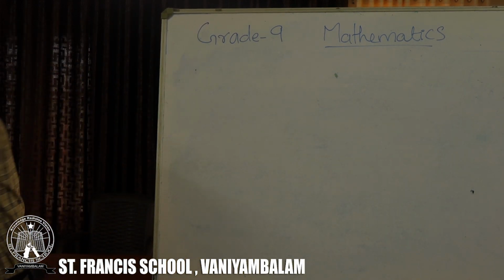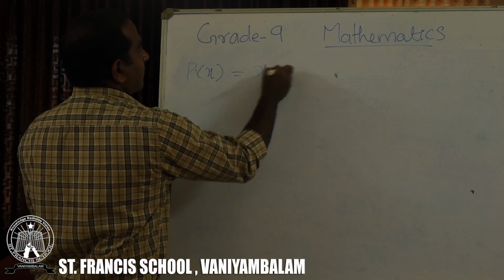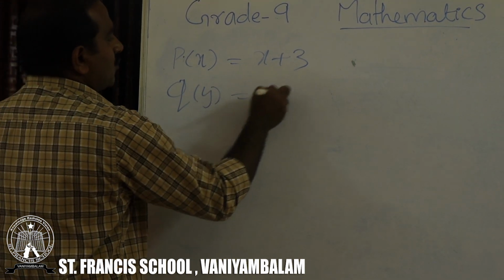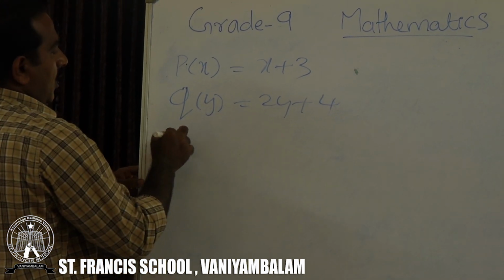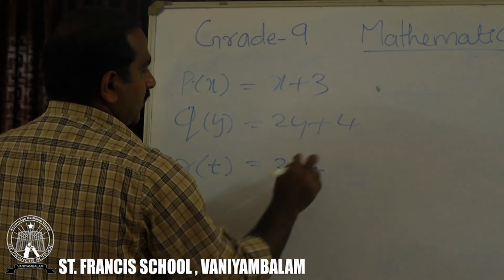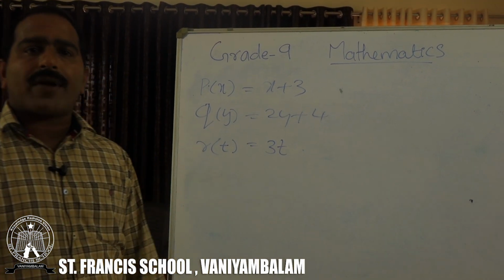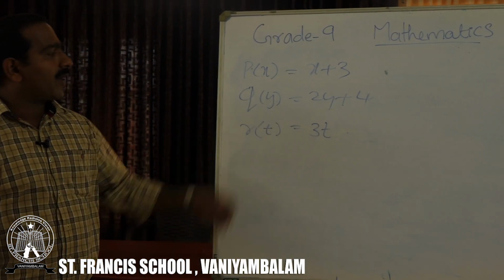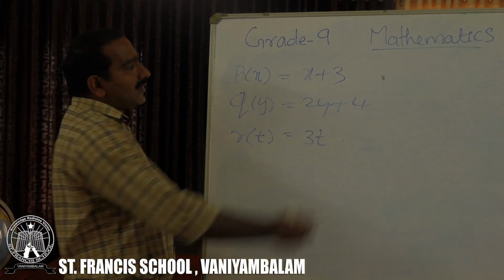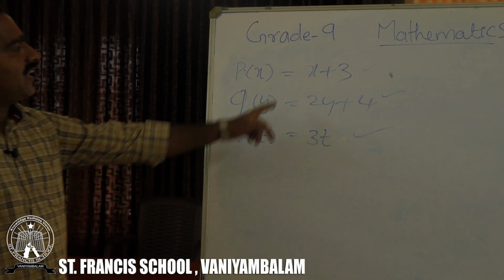Now consider polynomials p of x equal to x plus 3, q of y equal to 2y plus 4, and r of t equal to 3t. Consider these three polynomials. Can you see anything common among all of them? Yes, all three polynomials have degree 1.